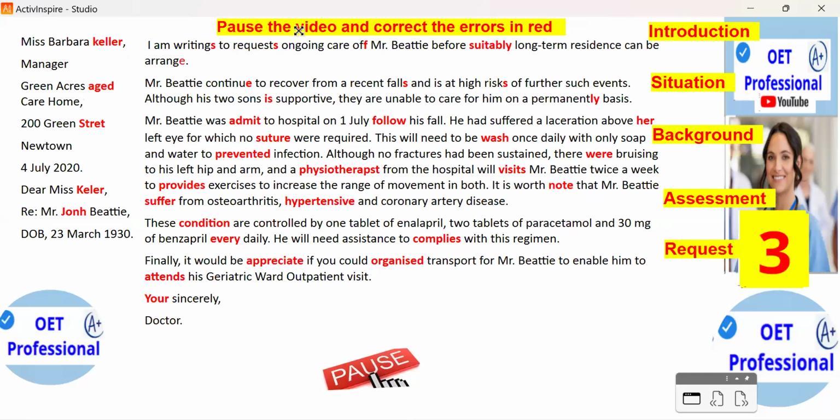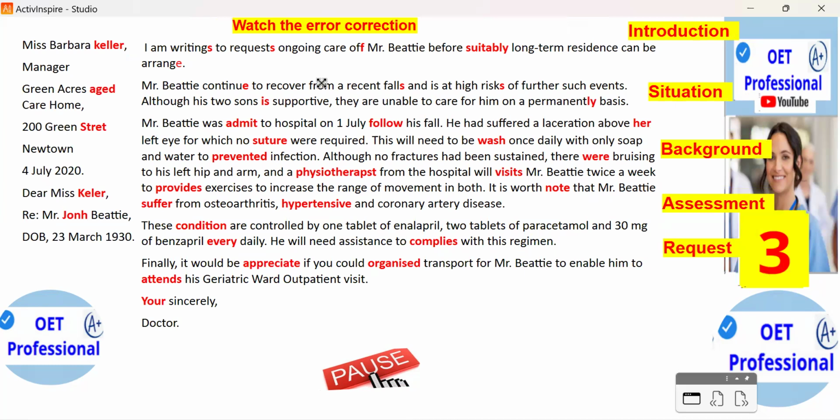Pause the video again and this time correct the errors in red. Watch the error correction.